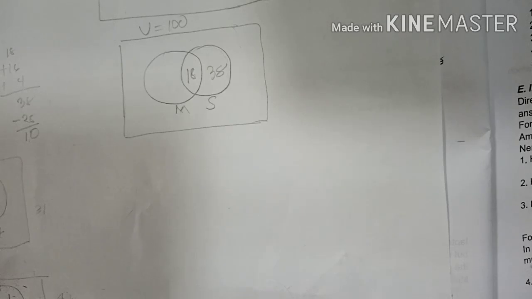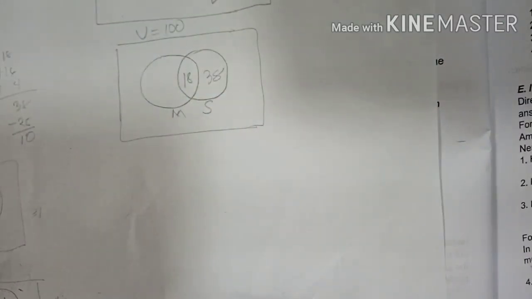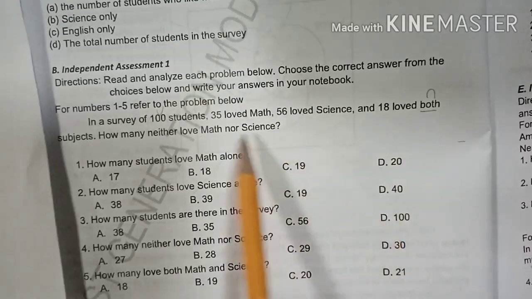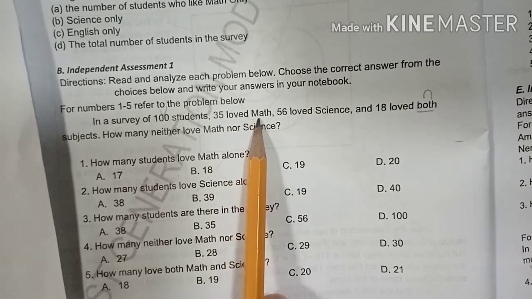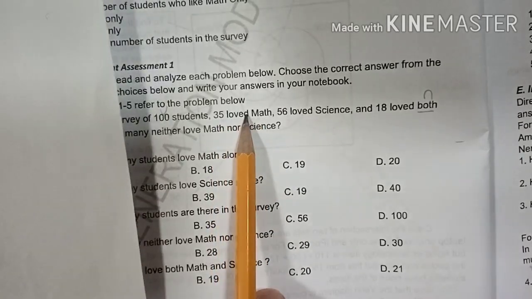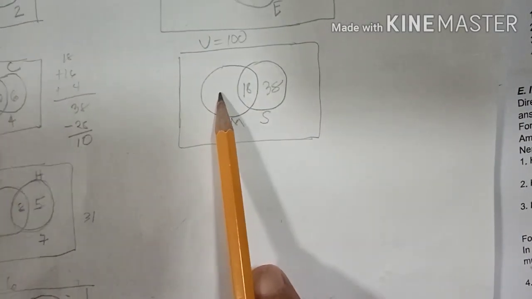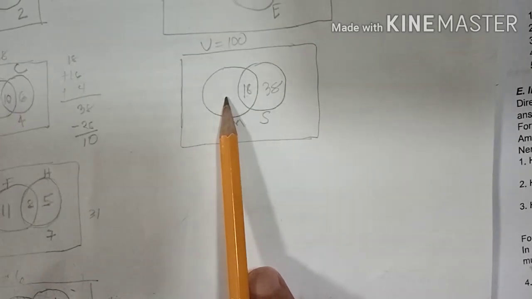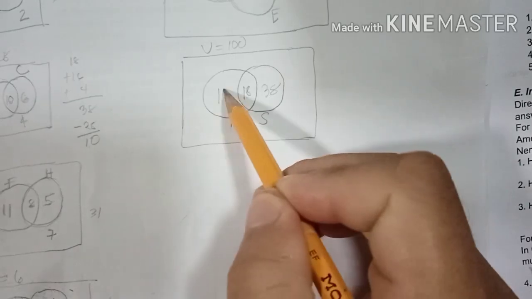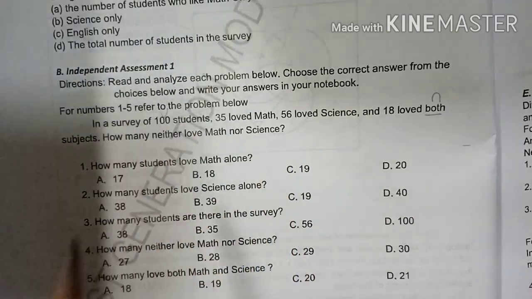Okay. Now, so 18 plus 38 is 56. Now next for math. 35 loved math. So we had already 18 here. What is lacking to 18 to get 35? It's 17. Okay. So 35. Now, let's answer the question here.